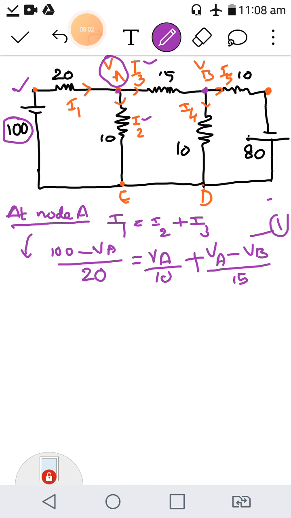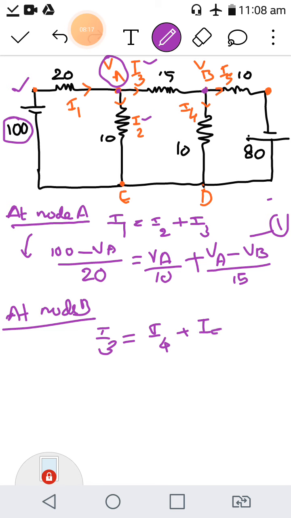Okay, now I am writing at node B. At node B, if you apply KCL, how will you get? I3 is the incoming current, it is dividing into 2, I4 and I5. So I am writing I3 is equal to I4 plus I5. Now by observation you can write, what is I3? I3 we have already written, VA minus VB divided by 15.